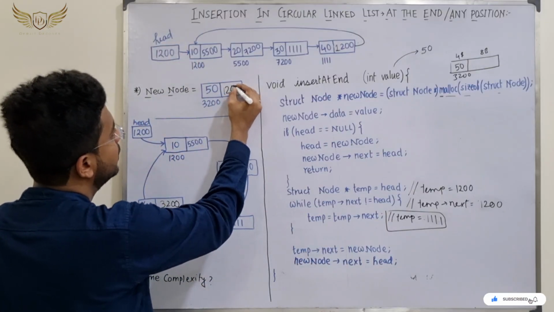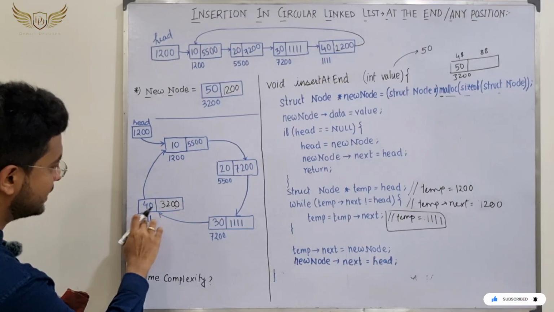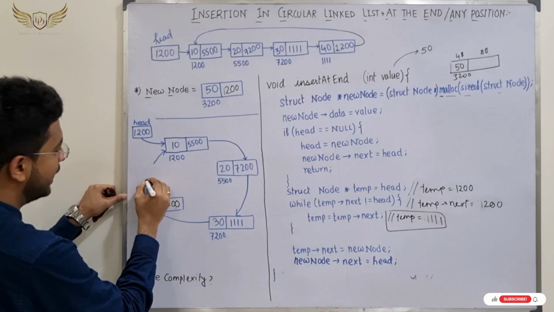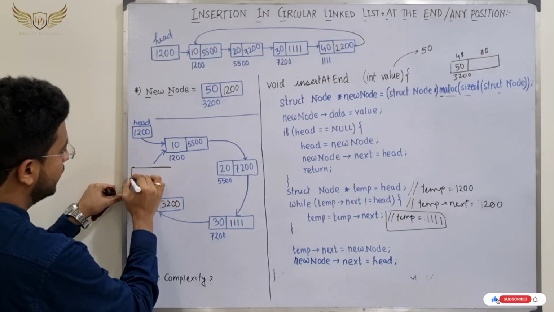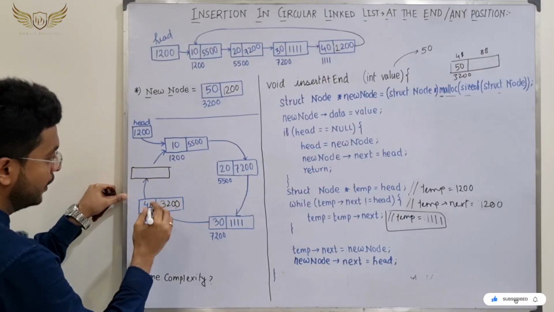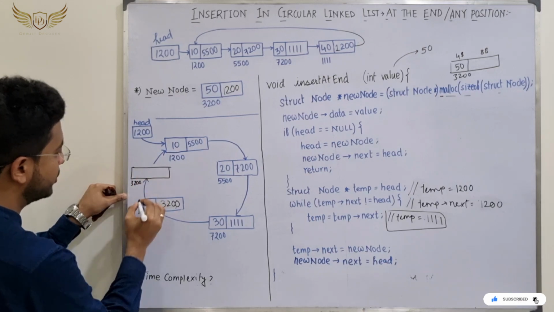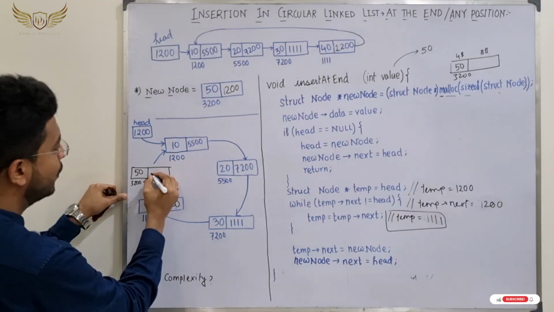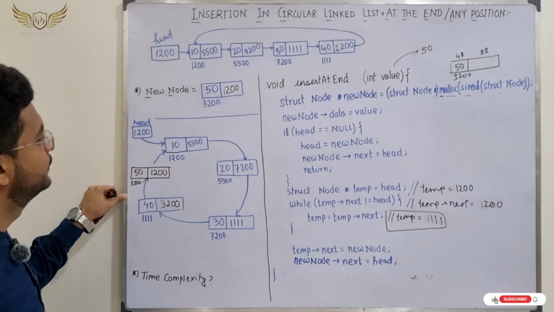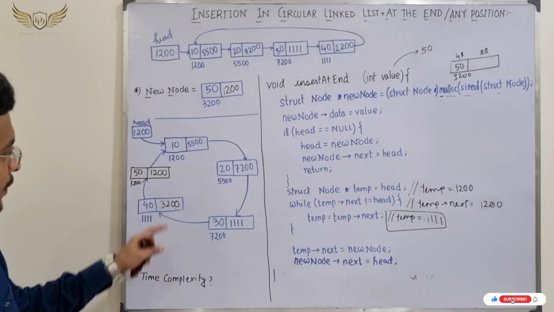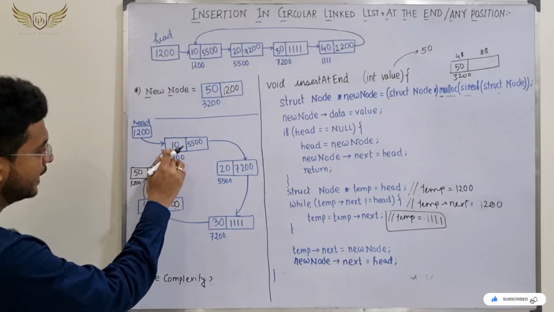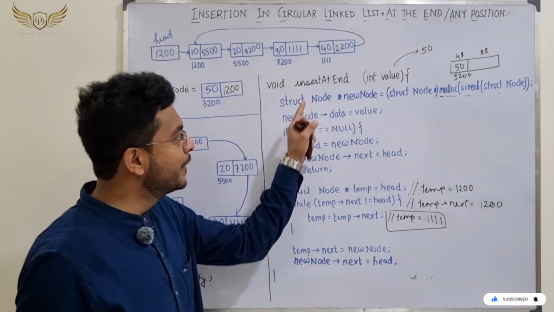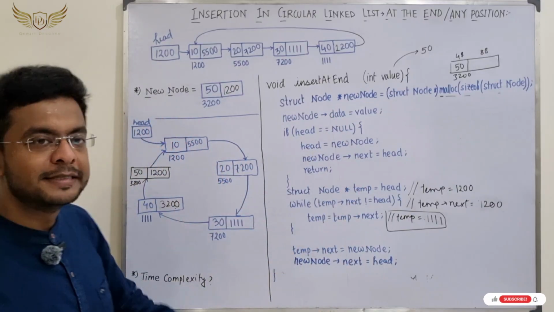It would be 1200. So now if you are making this like this, a node will be coming here and it will be coming somewhere here. So it would be like this. Right? So what is the memory location of this? This is 3200 because it is pointing to 3200. And what is the value? 50. And what is it holding? 1200. Now if you can see, this is the whole diagram. We have inserted it at the end of the linked list very successfully. Right? So this is how we can insert a node at the end of a circular linked list.